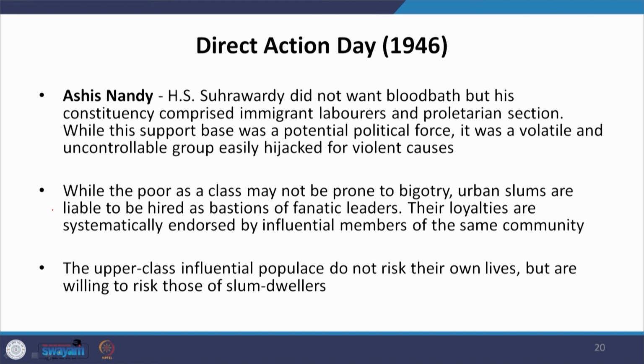Their loyalties are therefore systematically endorsed by influential members of the same community. So, the upper caste influential populace do not risk their own lives, but they are willing and ready to risk that of the slum dwellers and of the people from the fringes.